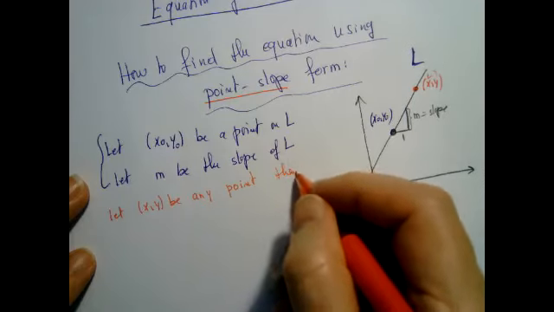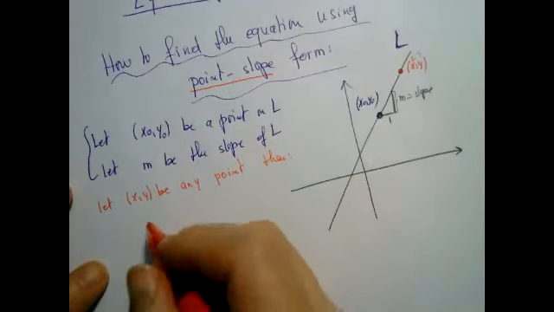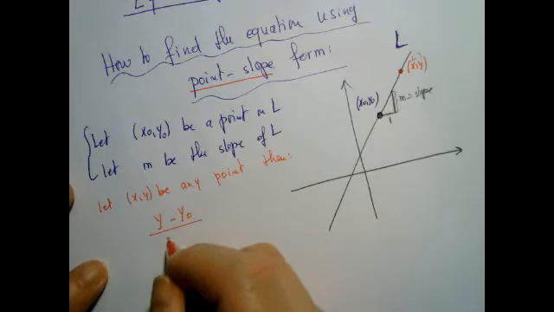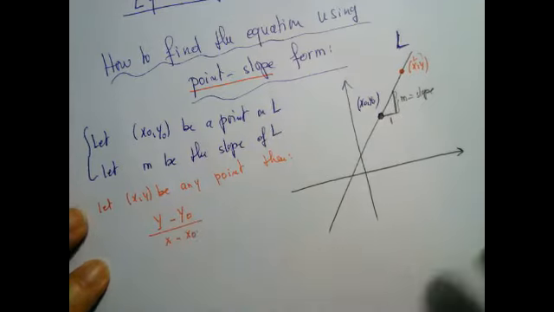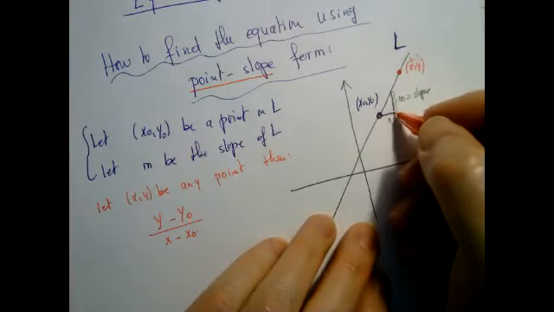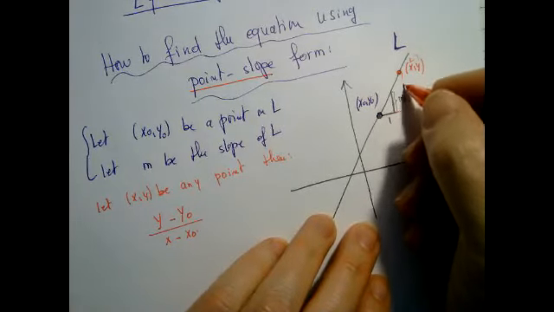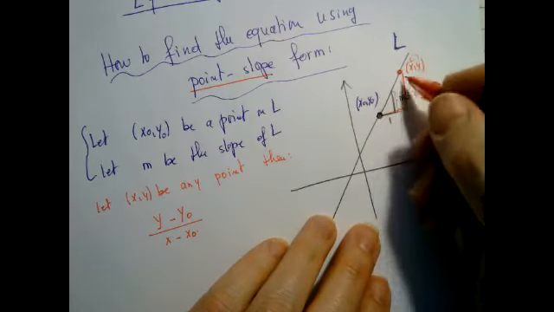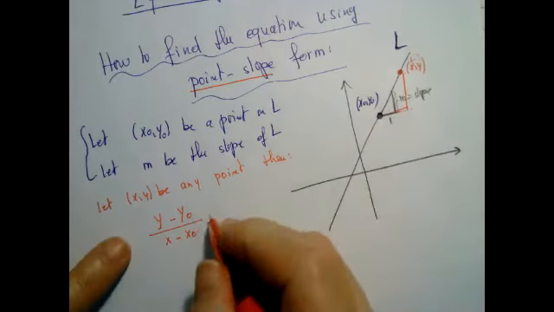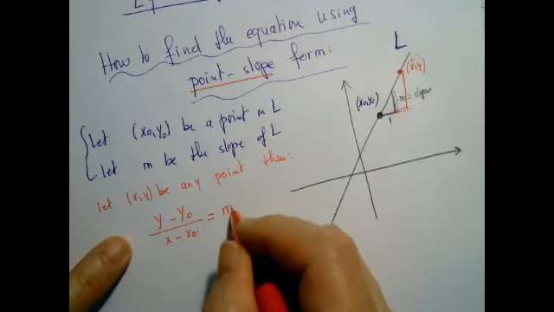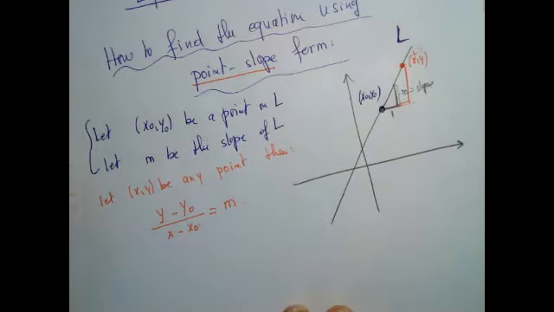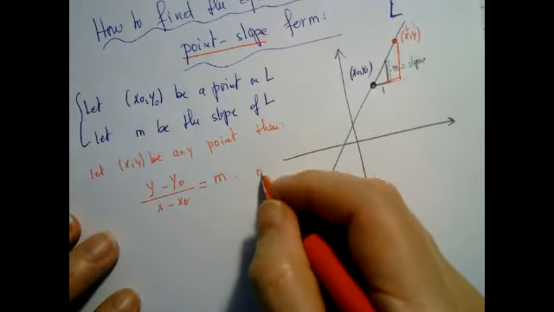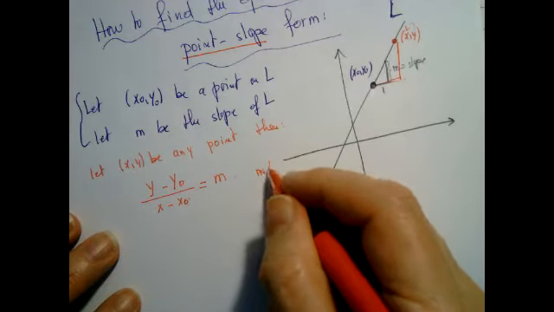Then, if I take any point on the line and compute y minus y0 over x minus x0, this should give me the slope. Okay. Now, I multiply both sides by x minus x0.